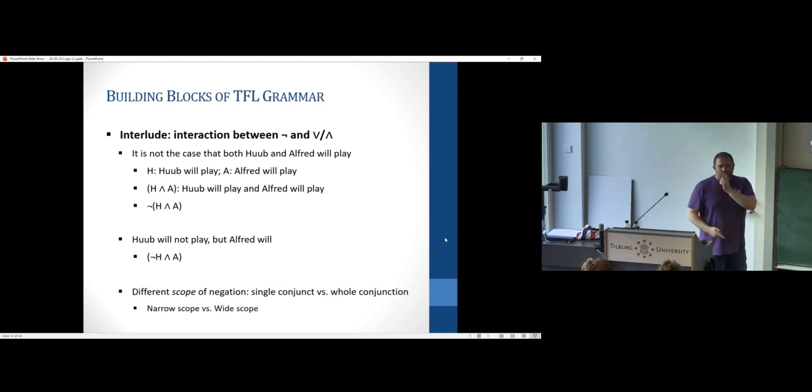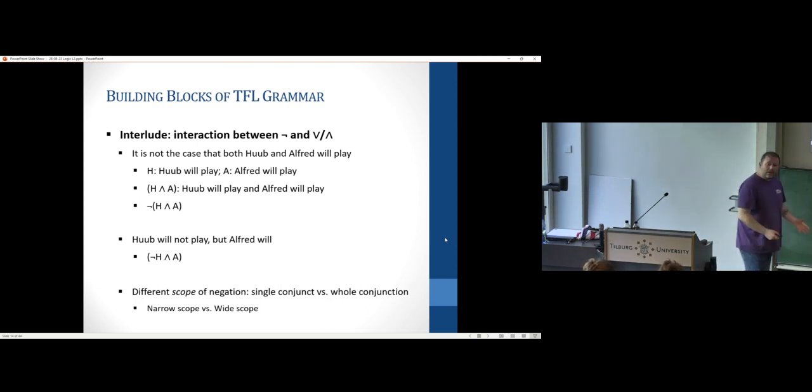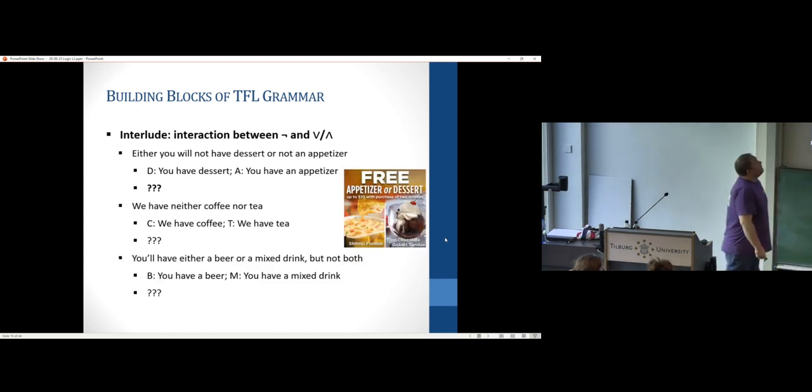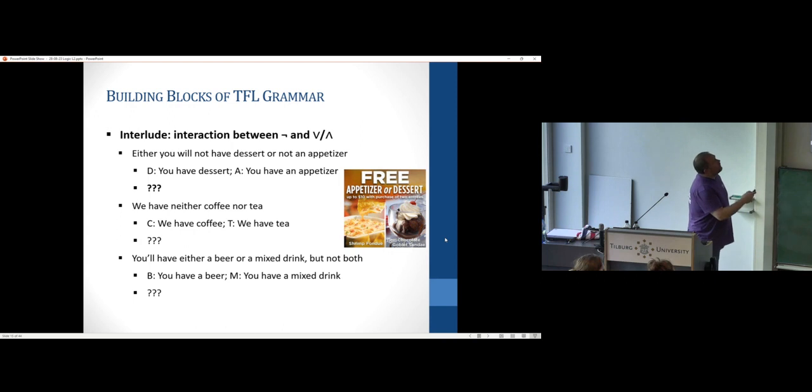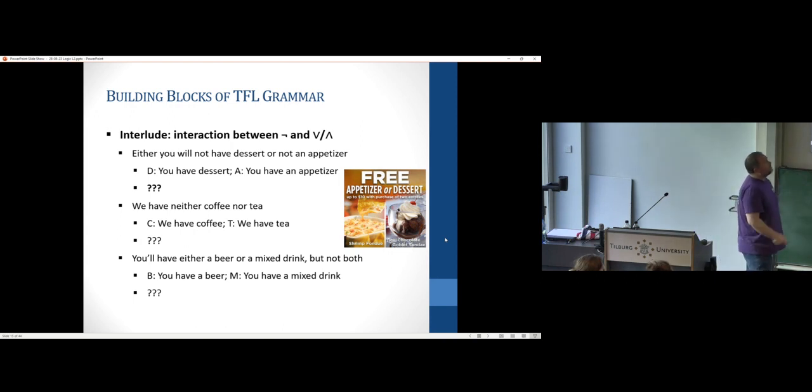So, next bit, I want to try a few examples using negation, conjunction, and disjunction. We're going to try three different sentences. So here's our first one. Either you won't have dessert or you won't have an appetizer. I put them in slightly weird, grammatically difficult form to make it very explicit.